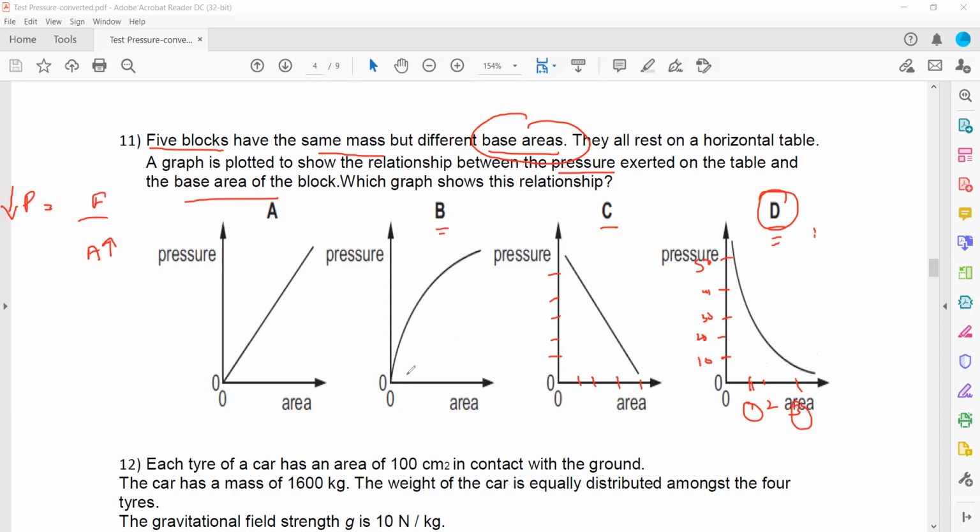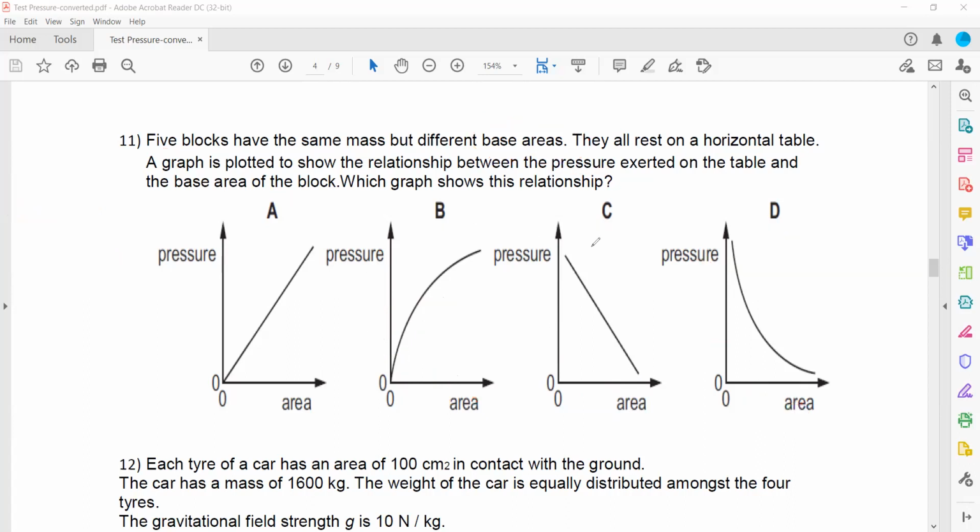Why B is always, you can see, area is increasing, pressure is also increasing. 1, 2, 3, 4. This is 10, 20, 30, 40, and so on. So when area is 1, pressure is 10. Area is 2, pressure is 20. Area is 3, pressure is 30. So pressure is always increasing in A and B. In C and D it is decreasing, but because area and pressure are inversely proportional, it will always be a curve. A graph between them is always a curve if the force is kept constant.